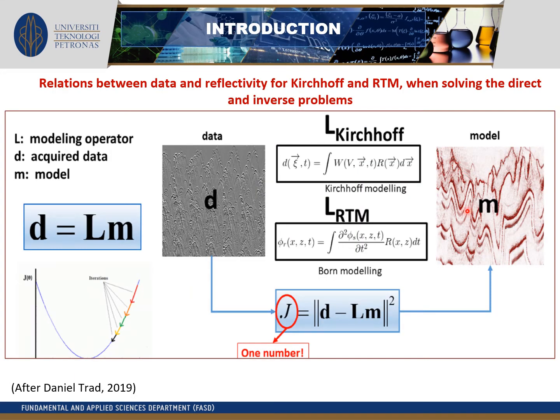The next technology I'd like to propose is also least square migration. So in least square migration, we have it divided into least square Kirchhoff and also least square reverse time migration. Basically, both of these models come from the same equation, D equals LM, where D is the acquired data, L is the modeling operator, and M is the model.